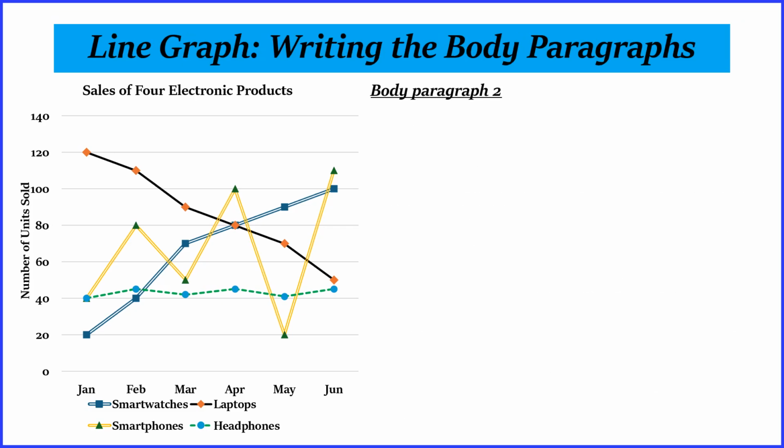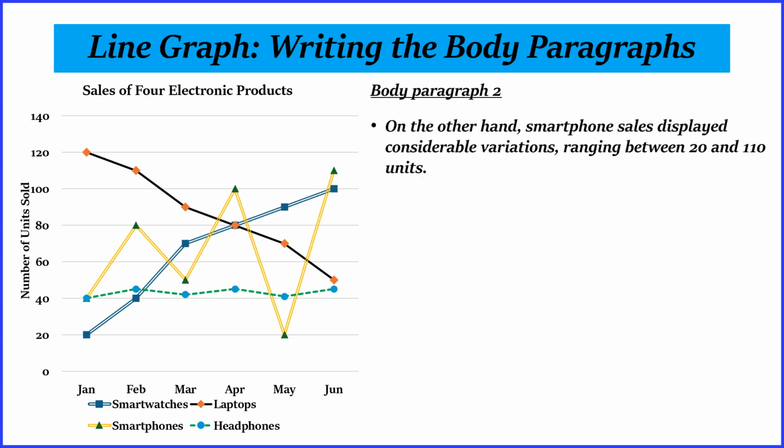Let's apply the same approach to the second body paragraph now. We have already mentioned in the overview that smartphone sales fluctuated. So now we can provide more details about smartphones. For example, on the other hand, smartphone sales displayed considerable variations, ranging between 20 and 110 units.